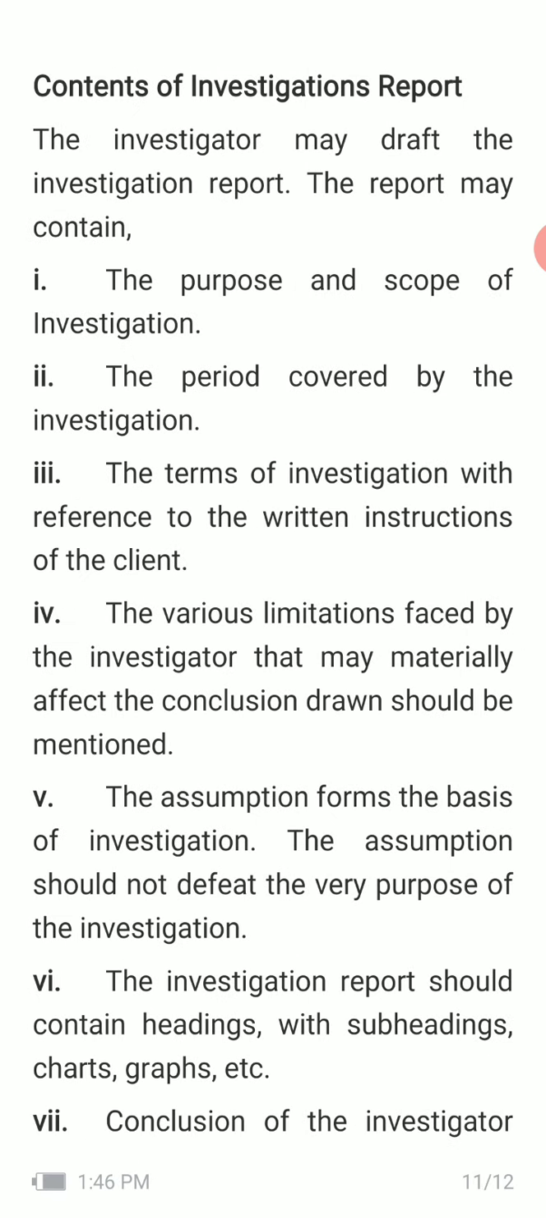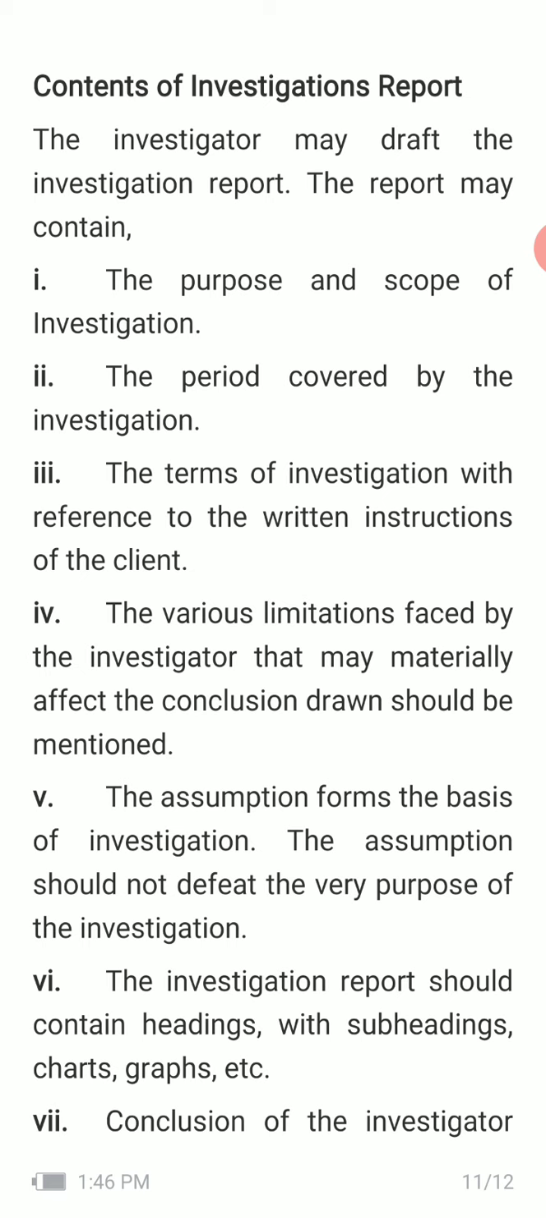Then, what are the contents of the investigation report? The investigator may draft the investigation report. The report may contain the purpose and the scope of the investigation. So, what are the things that should be there in the investigation report? The first one is the purpose and the scope of the investigation. Next is the period covered by the investigation. Next is the terms of investigation with reference to the written instructions of the client.